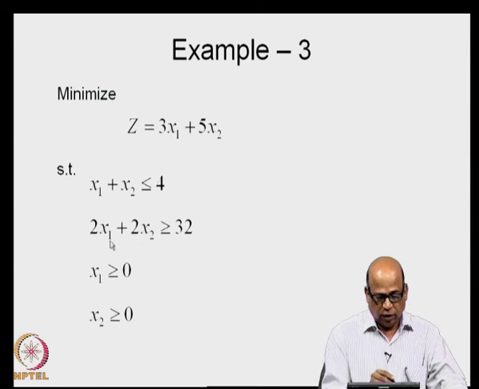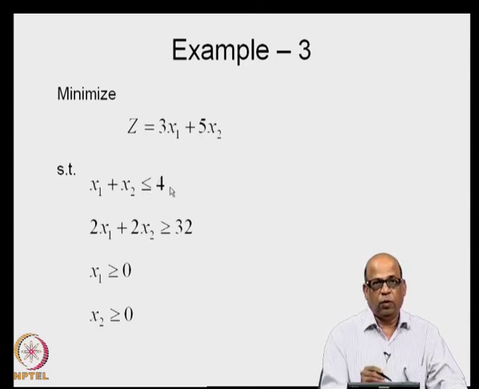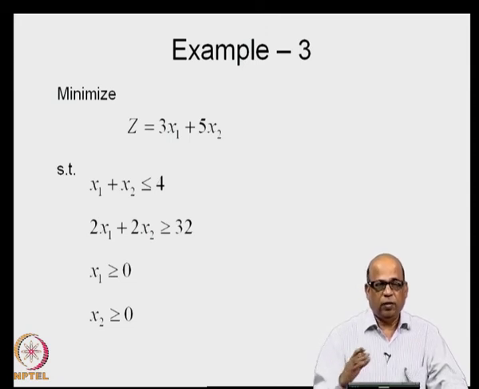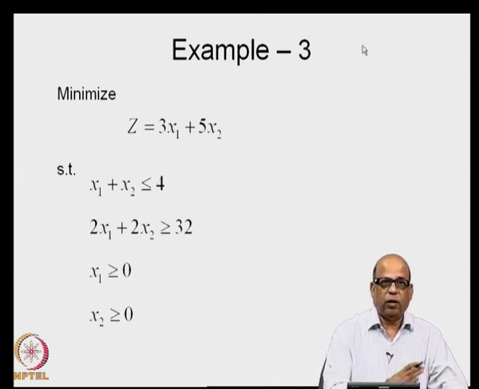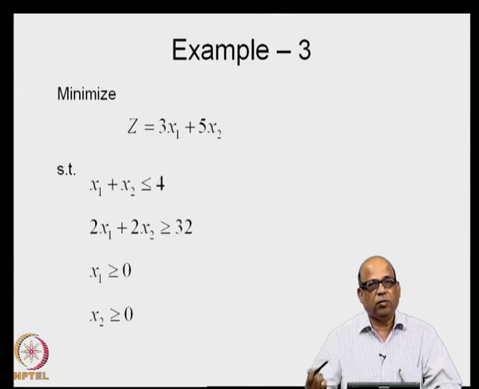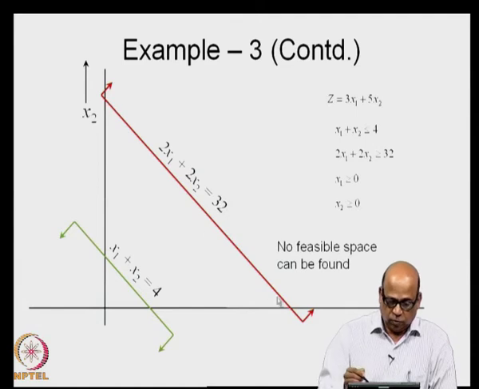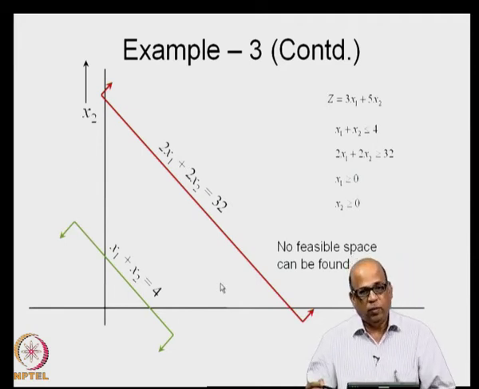So, this requires that x1 plus x2 be greater than or equal to 16, this requires that x1 plus x2 be less than or equal to 4, and therefore, they are conflicting with each other. They are looking at different sides of the quadrant. One is looking towards the right, another is looking towards the left, and there is no intersecting region, and obviously, this is an infeasible problem. If you plot the graph, this is how it looks. So, 2 x1 plus 2 x2 greater than or equal to 32 is this region, and x1 plus x2 less than or equal to 4 is this region, and therefore, there is no intersecting region possible at all, and therefore, this is an infeasible problem.